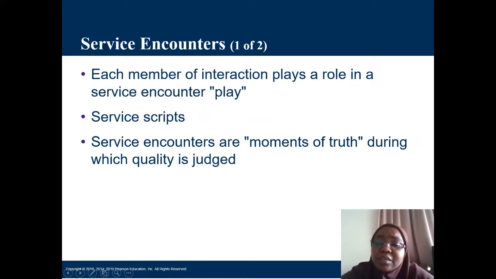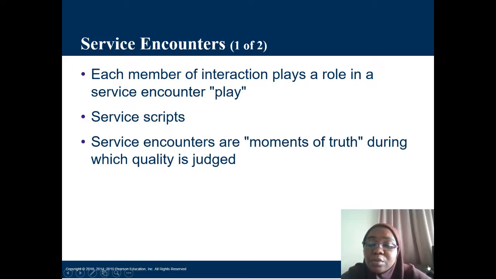Each member of the interaction plays a role in the service encounter play. The customer is expected to play his or her own role, while the service employee is also expected to play his or her own role. Then we also have service scripts, and service encounters, which are moments of truth. The encounter is the moment of truth because that is the moment you're interacting with each other, and this is where the quality is being judged.